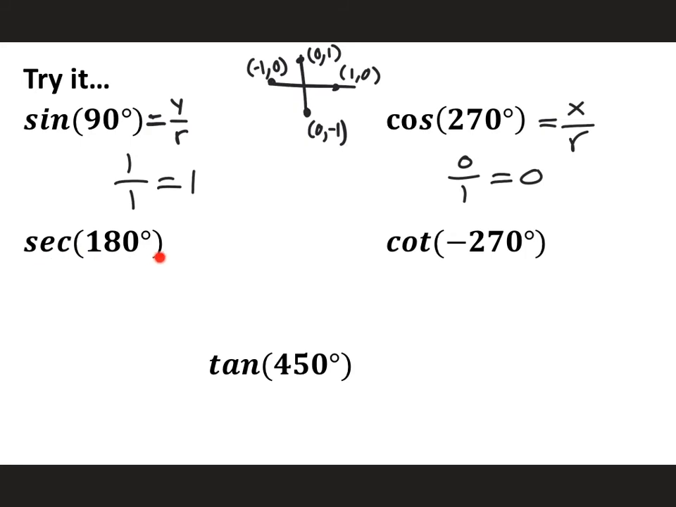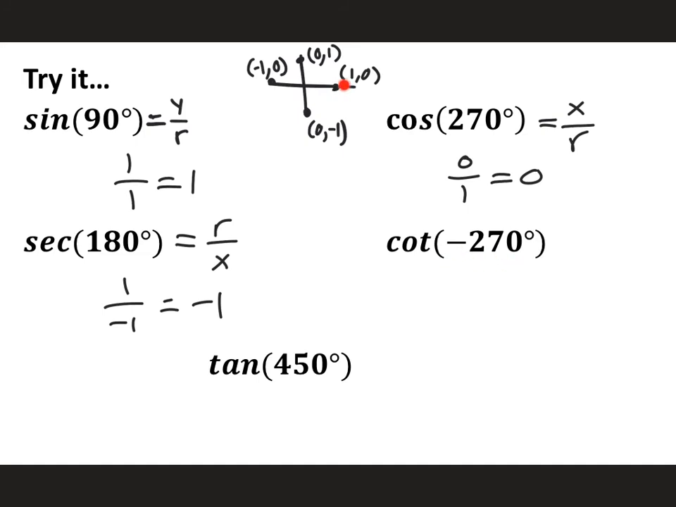All right, secant of 180. So secant of 180, we'll look at 180 right here. This is 180 degrees. Secant is cosine's reciprocal. So secant of 180 is going to be our r value over our x value. Our r value we said is 1. Our x value at 180 degrees is -1. 1 over -1 is -1. So the secant of 180 degrees is -1. Check it with a calculator. You have to be able to do these without a calculator, but you can always check your answer with a calculator to be sure.